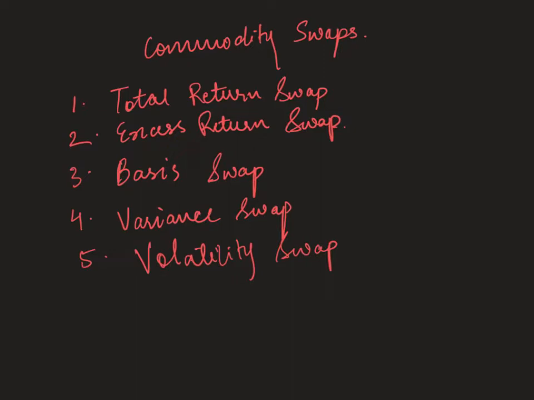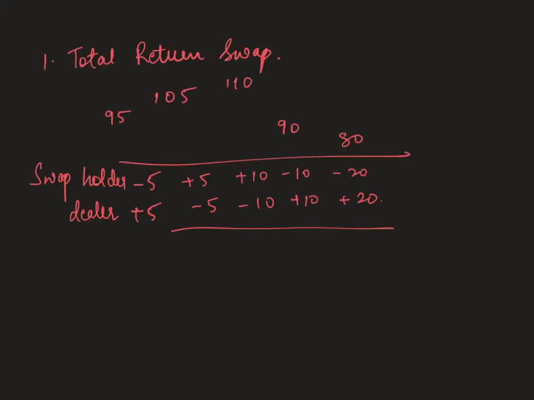Okay. Now we're going to work on very specific examples for each of them so that it's burnt into our memory. Okay, so the example of total return swap is this. Let's say in month 1 the price was 95, month 2, month 3, month 4, month 5. So what happened was the swap holder lost $5 here, and the dealer won $5, the opposite. Then the same with 10, and so on. So this is on total return.